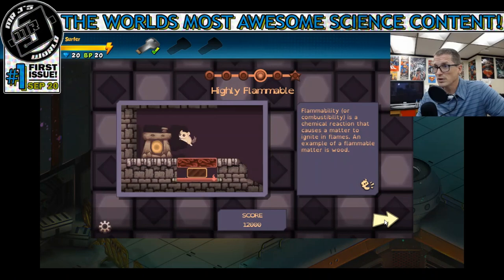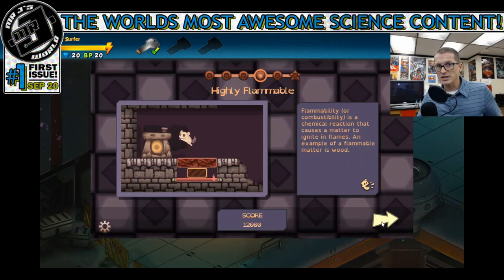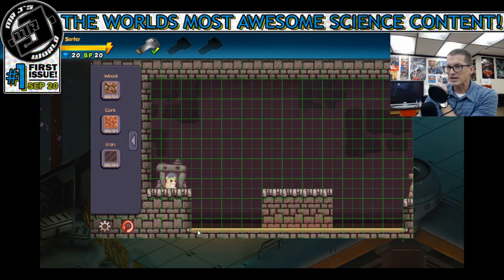Let's go. What's next? Flammability, or combustibility, is a chemical reaction that causes a matter to ignite in flames. An example of a flammable matter is wood. All right, let's do it. So there's fire somewhere? I don't see fire. Oh, that's lava or something. So we don't want wood there, because wood will burn. So cork.